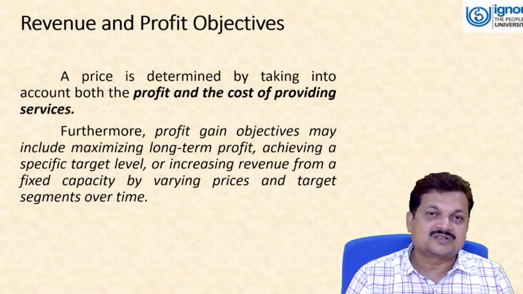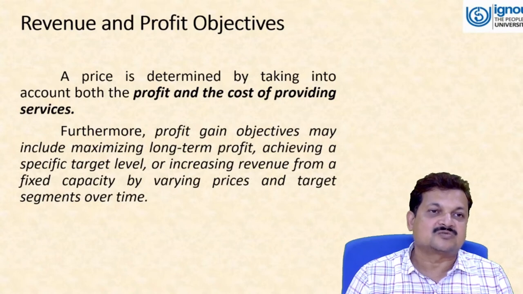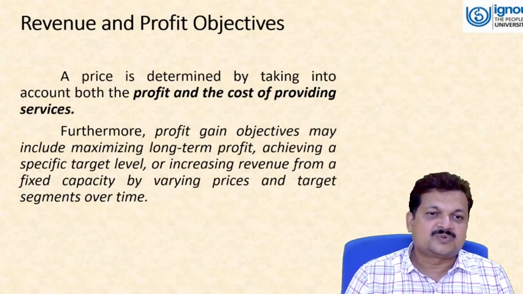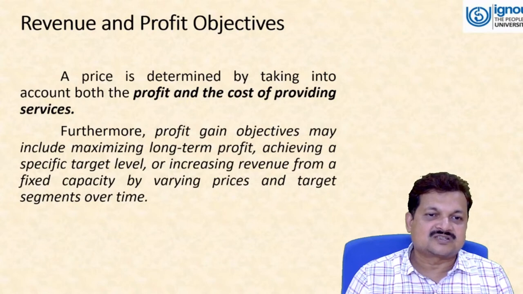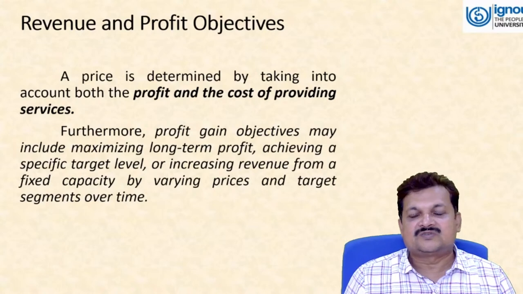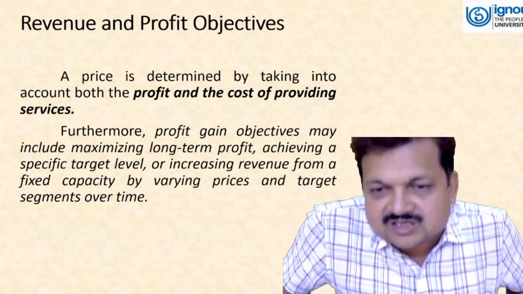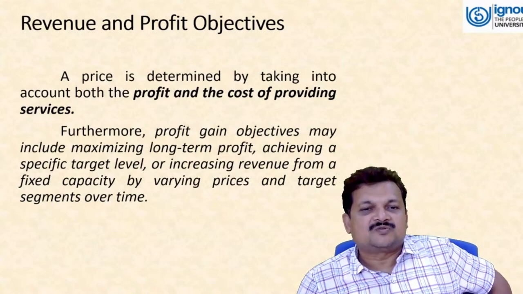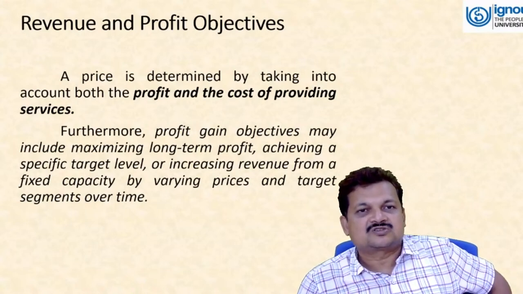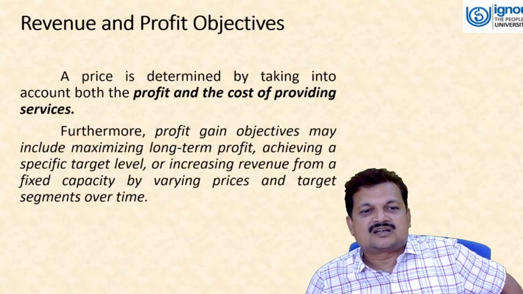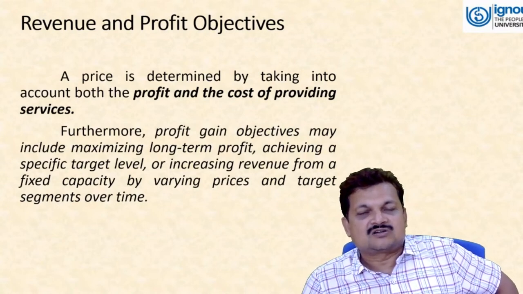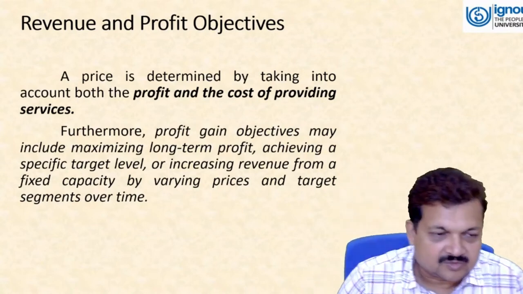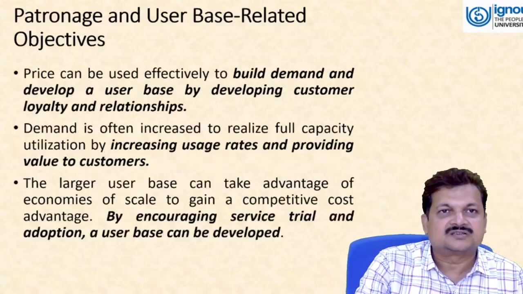People are going to appreciate the price and they will also be happy to purchase this particular product or service at that price. So, revenue from a fixed capacity by varying prices and target segments over time. If the capacity of your services and the capacity of the product is limited, then within a span of time you might increase the price structure to get more profit, or you are going to change the target segments or keep them forever. That is also something you are going to manage.